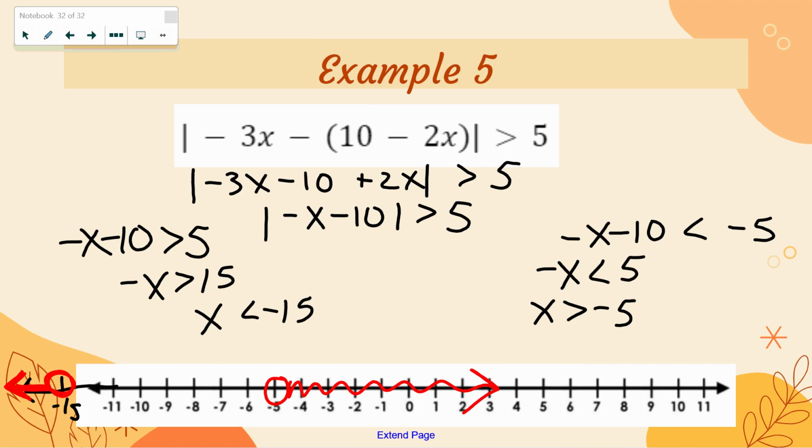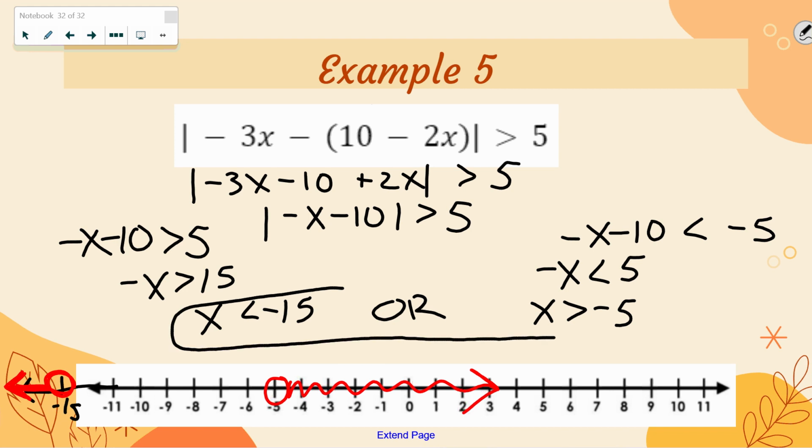Alright, everybody. So looking back at your solutions, you should find x is less than negative 15. And then you also have x is greater than negative 5. And what are you noticing about the solution set? Was it an and, crossing over, or just going in opposite directions? So we'll have x is less than negative 15 or x is greater than negative 5.